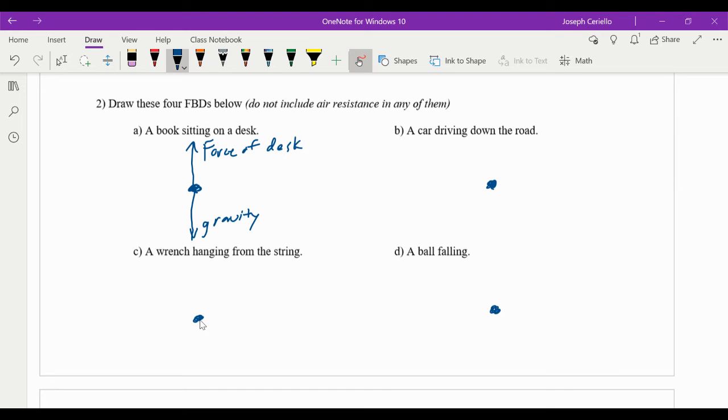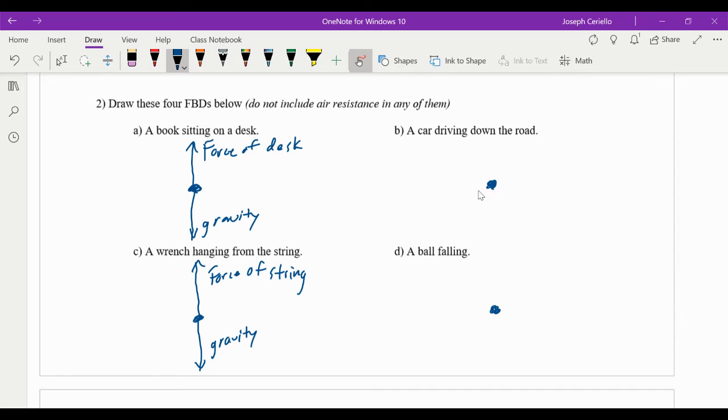Go to the wrench next. So the wrench, of course, has gravity acting on it. I shouldn't really be writing gravity. It's really the force of gravity or weight. Now, what is holding the wrench up? Some people might say, oh, it's your hand pulling up on it, but no, look at the wrench. What is actually keeping the wrench up? That force would actually be the string. Some people might call that tension, but for now, we'll just call it the force of the string.